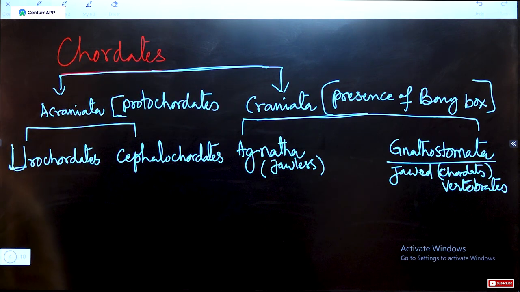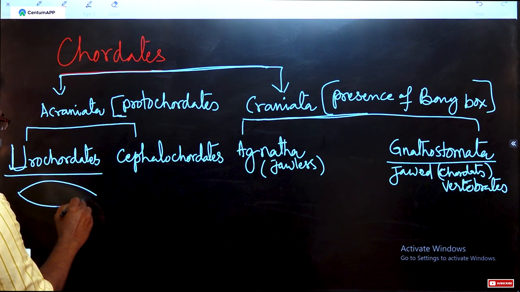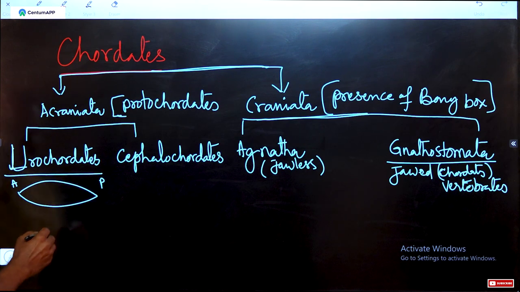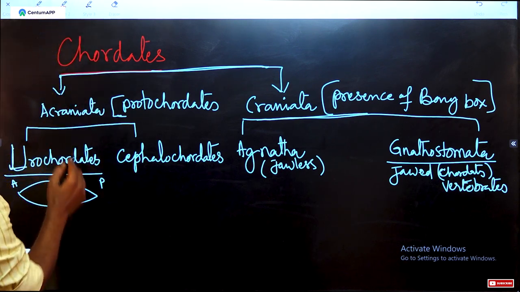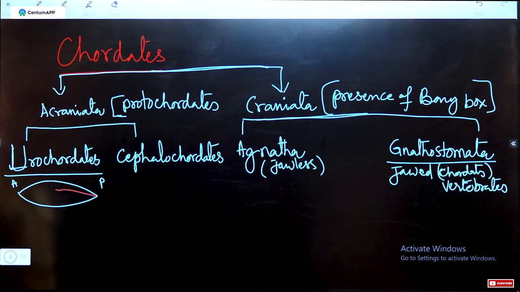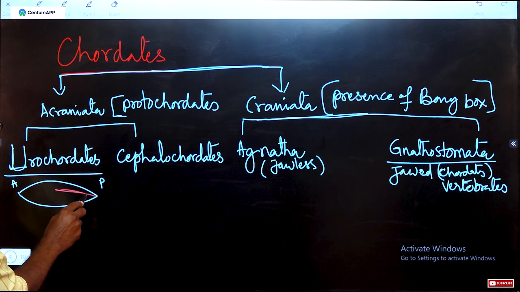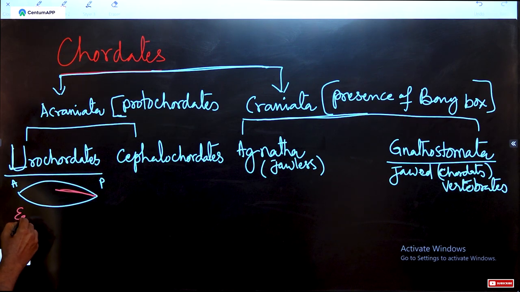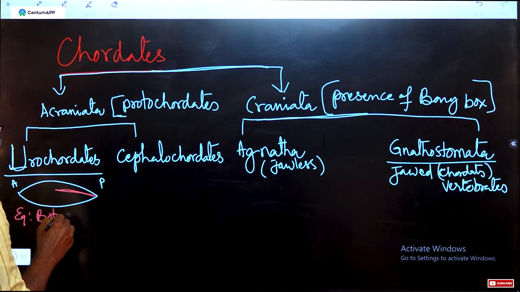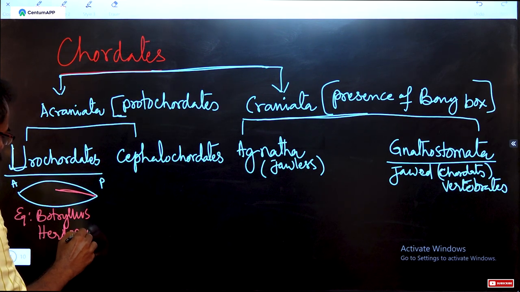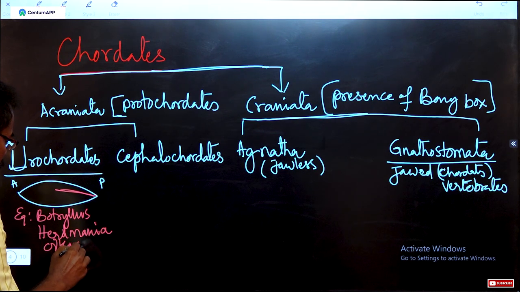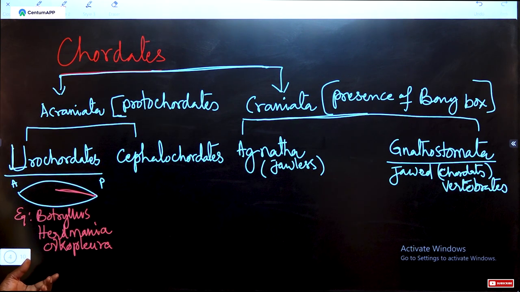So now come to urochordates. Urochordates means the notochord is extended only, if this is the anterior region and this is the posterior region, from the tail to the middle part of the animal. That means the notochord is extended from the middle to the tail region, and this is called urochordates. Examples for this: Botryllus, Oikopleura, Herdmania, etc. These organisms, acraniates or primitive chordates like Botryllus, Herdmania and Oikopleura, are included in the urochordates.